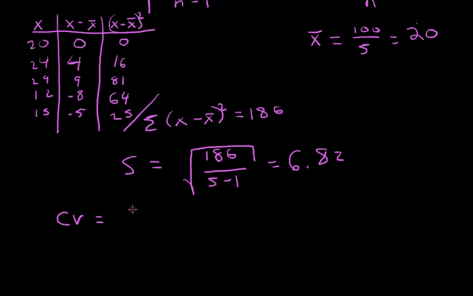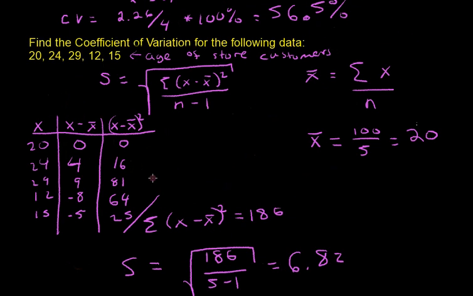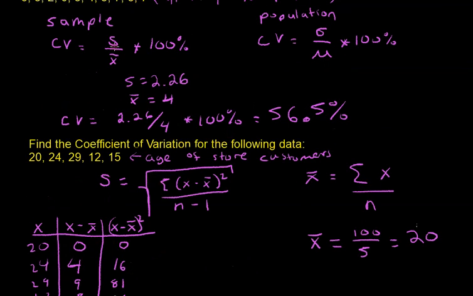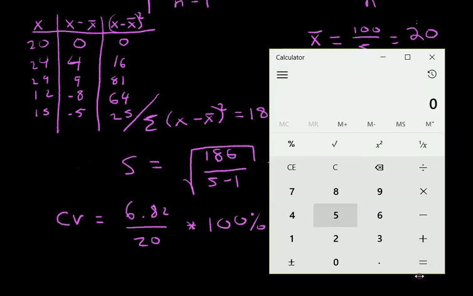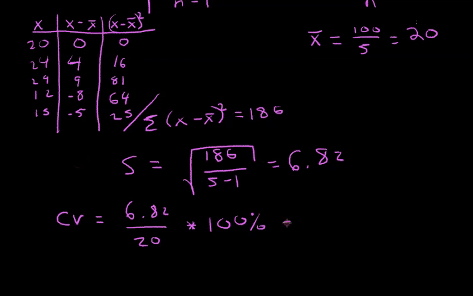Alright, so now I'm ready to calculate the coefficient of variation for this data. It's the sample standard deviation S divided by X bar times 100%. So 6.82 divided by X bar, which is 20, times 100%. Let's pull out our calculator one more time. 6.82 divided by 20 times 100% is 34.1%.